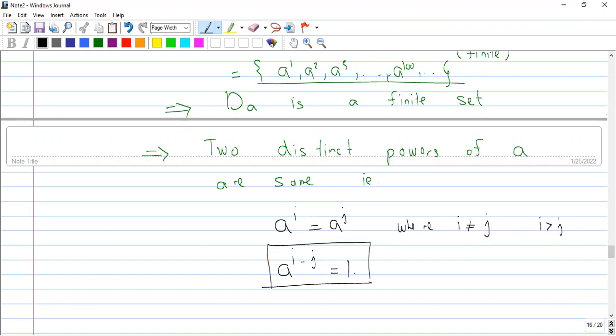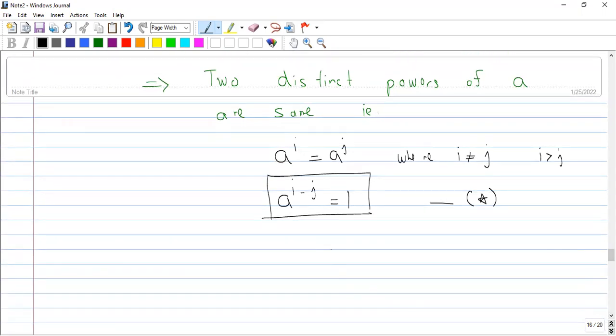Now class, what is my task? So now I have this equation. Let's say this is the equation star. Class, what is my task? I want to construct the inverse of A. That is, I want to construct an element B such that if I multiply that element with A, the answer should be equal to 1. Now, using the star, what is my task? I want to construct an element B here such that if I multiply with A, the answer is equal to 1.